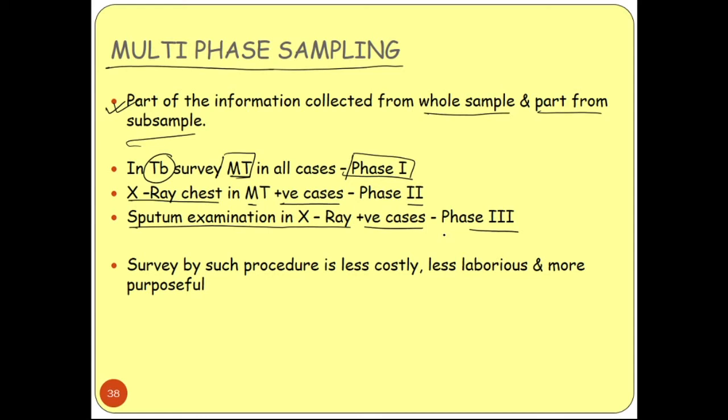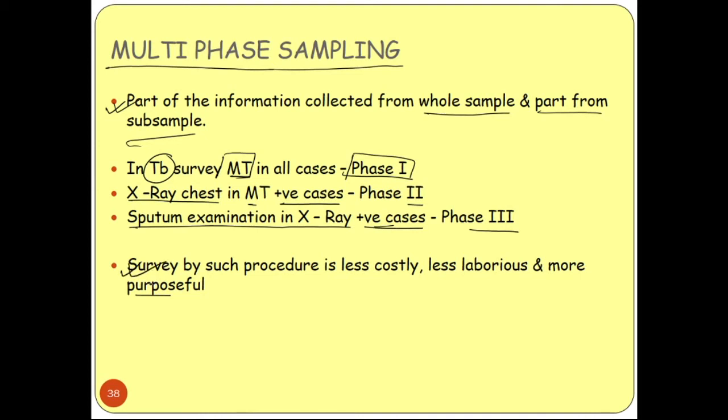So here we have lots of data, lots of criteria for a patient. At phase 1 we take some different criteria, and in phase 2 we need to resample from those data. We need to take only the positive cases, and for the sputum examinations also only the positive cases. So in different phases we need to sample the data differently. And a survey by such a procedure is less costly, less laborious, and more purposeful.